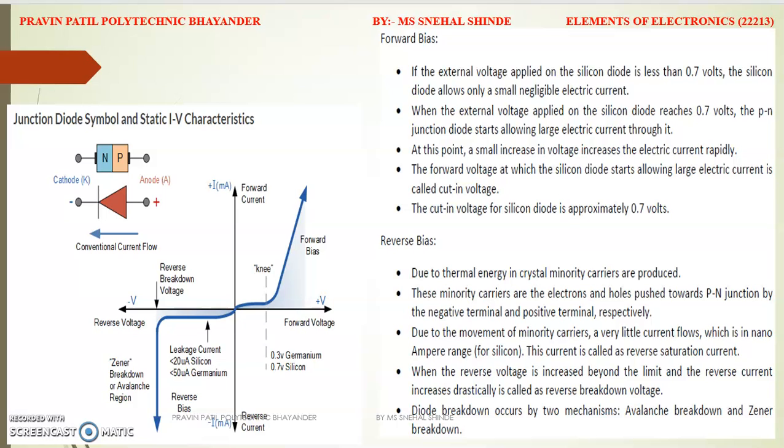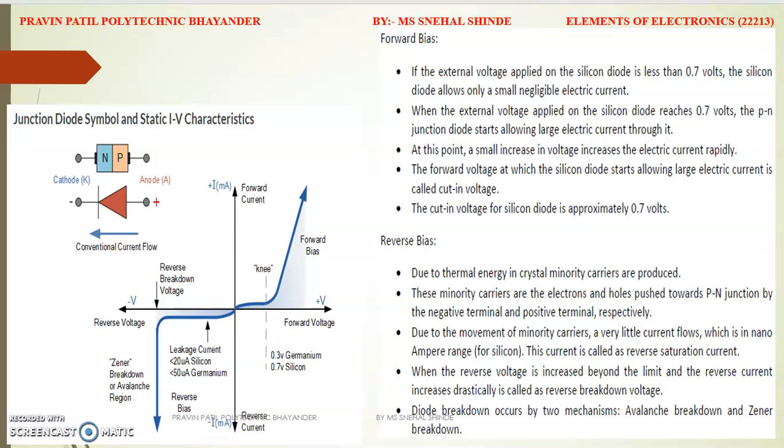Now next is the VI characteristics of the PN junction diode. As the PN junction diode works in the forward bias and reverse bias regions, the forward characteristics are shown in the figure, that is forward bias, as you can see in the graph.